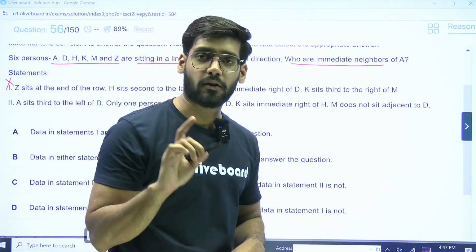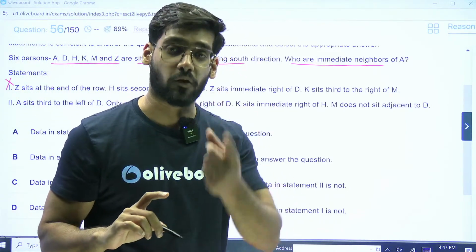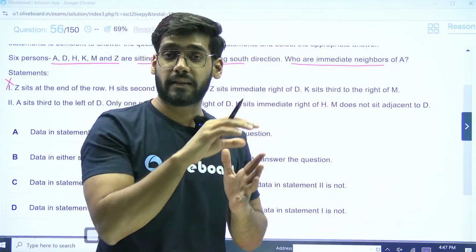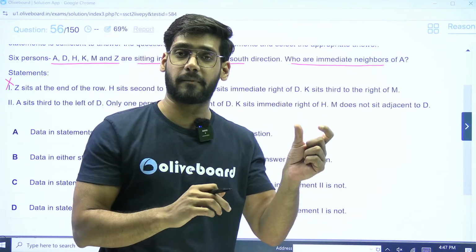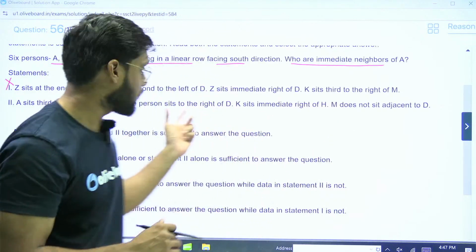But it can be possible. How? It may be possible that five persons are getting fixed with the help of the first statement. The only person remaining, A, will be fixed by default. So let's solve this one.